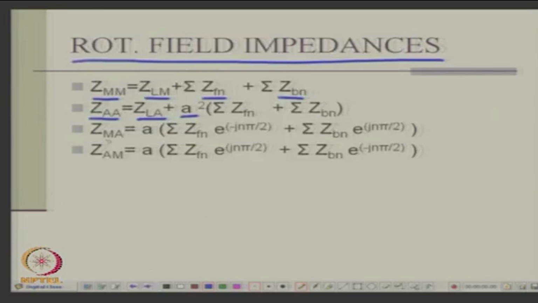Now, ZMA, that is the mutual impedance between M and A, will be A times ZFN e to the power of minus jn theta B, that is minus jn into theta B, which is now pi by 2, it is leading, plus ZBN e to the power of plus jn theta B, that is plus jn pi by 2. So, ZAM will be the complex conjugate of this, that will be A times ZFN e to the power of jn pi by 2 plus ZBN e to the power of jn pi by 2. So, these are our general impedances.